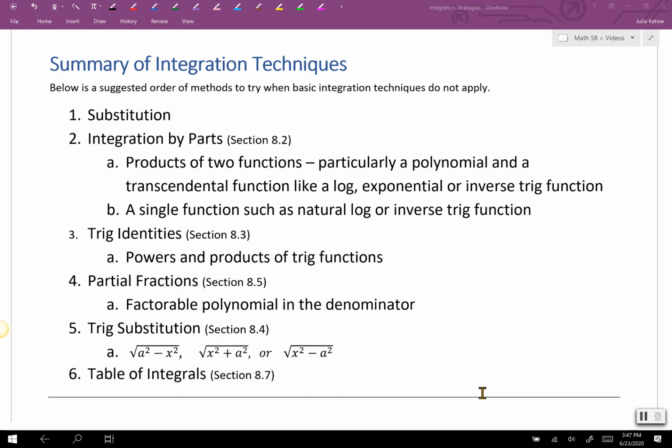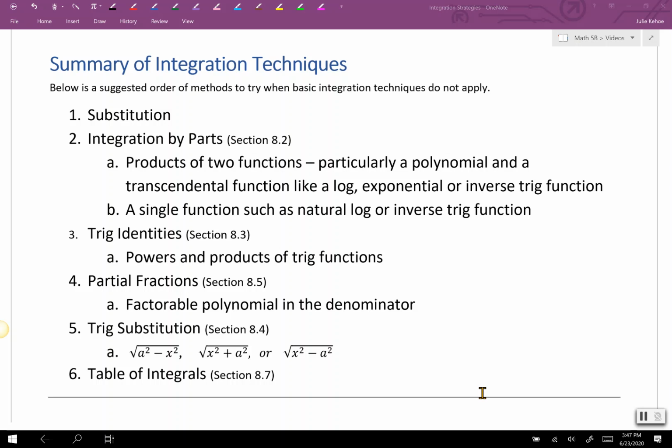If I see a fraction, I start thinking about things like partial fractions. Is there a polynomial in the denominator that is factorable? Then that might be a way that I can integrate it. And if I see roots in there, I'm thinking maybe there's a trig substitution, if a u substitution hasn't worked at this point. And then if all else fails, I go to my table of integrals, which is really a last resort for us.